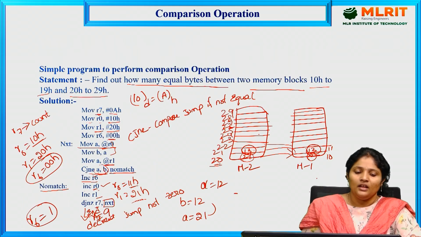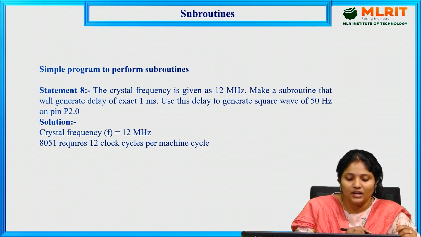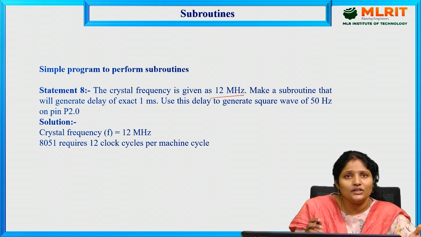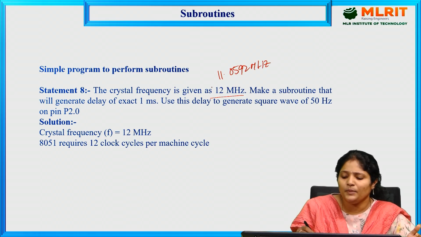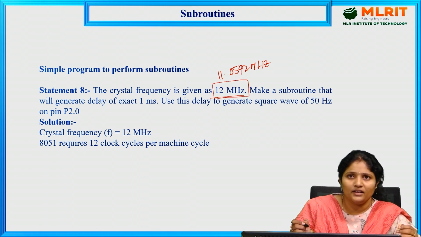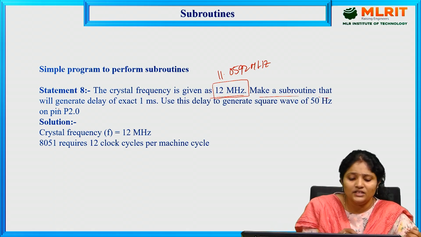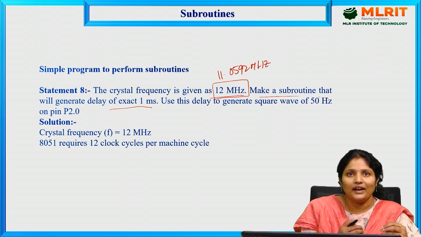Okay, coming to the next program. Here the crystal frequency is given as 12 megahertz. Actually the crystal frequency at which the 8051 is operated is precisely 11.0592 megahertz, but here they have given that the controller is working on a 12 megahertz crystal. So I need to make a subroutine that will generate a delay of exactly 1 millisecond.